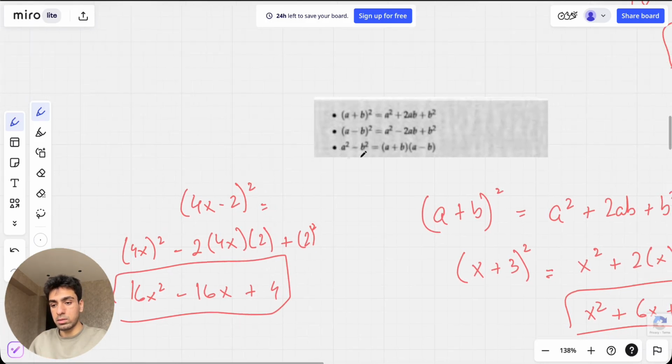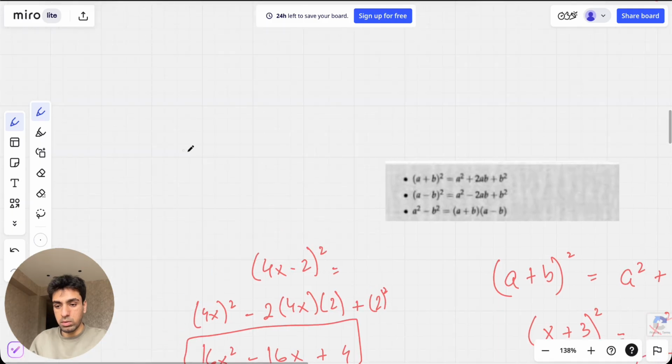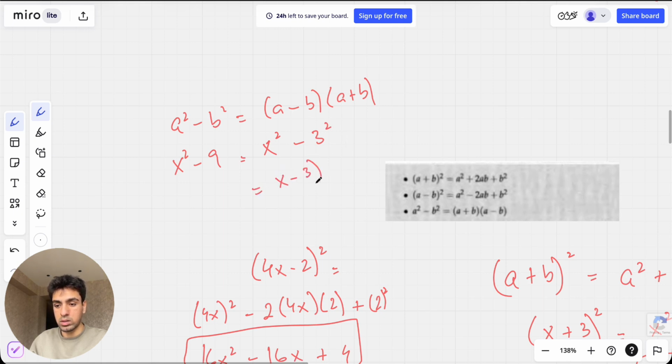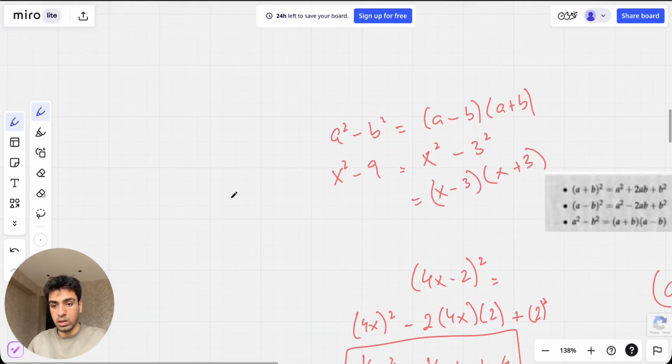And then we have this rule. So for example, if you have a squared minus b squared, that's going to be a minus b, a plus b. So for example, if you have, let's say, x squared minus 9, you can write this as x squared minus 3 squared, which you can then write as x minus 3 and x plus 3. Because in this case, a is x and b is 3. 3 squared is 9.